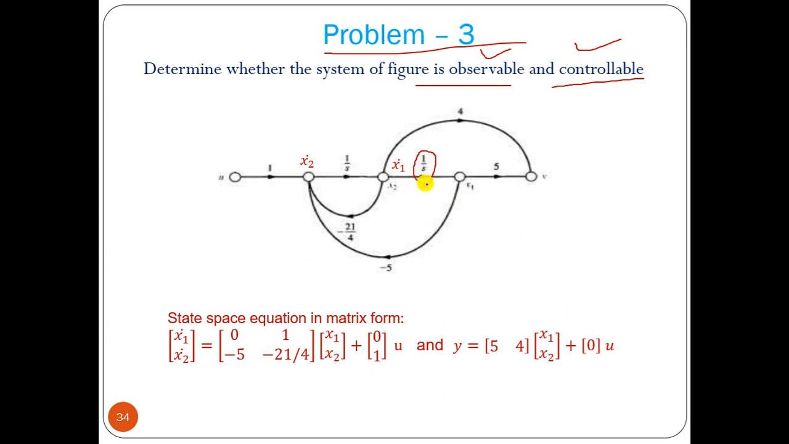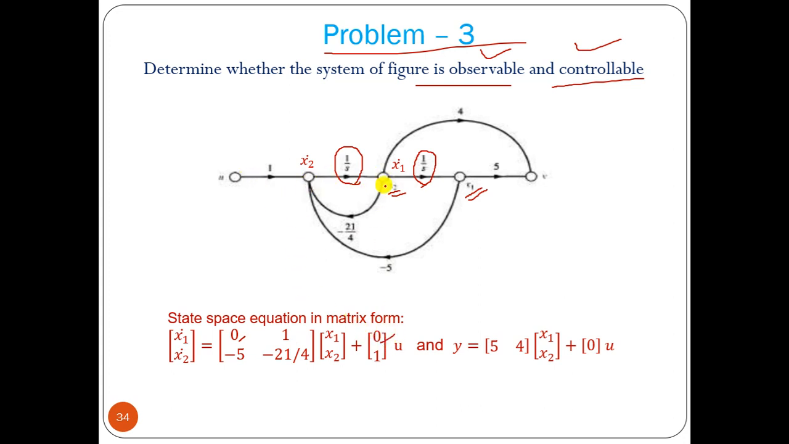Now we can see this is 1 by s, another 1 by s. The output of that we consider as x1, then the input of that integrator x1 dot, and we consider x2 as the output of the other integrator, with input x2 dot. So x1 dot equals what? Nothing but x2. x1 is not connected, so it is 0. Input is not connected, so 0.